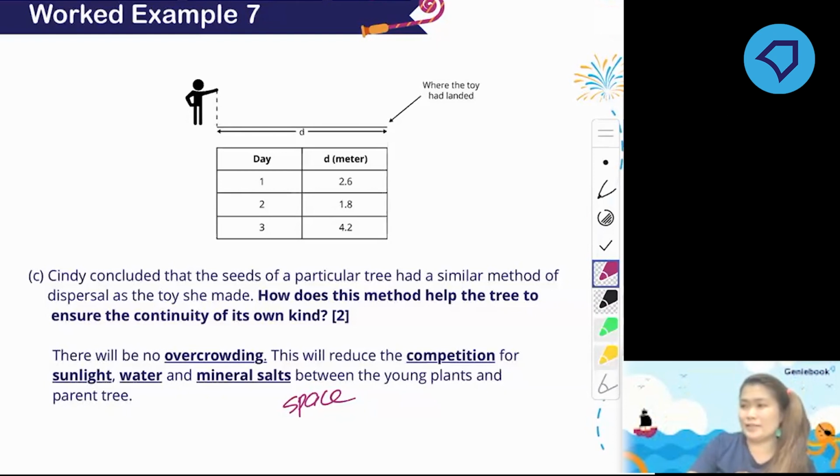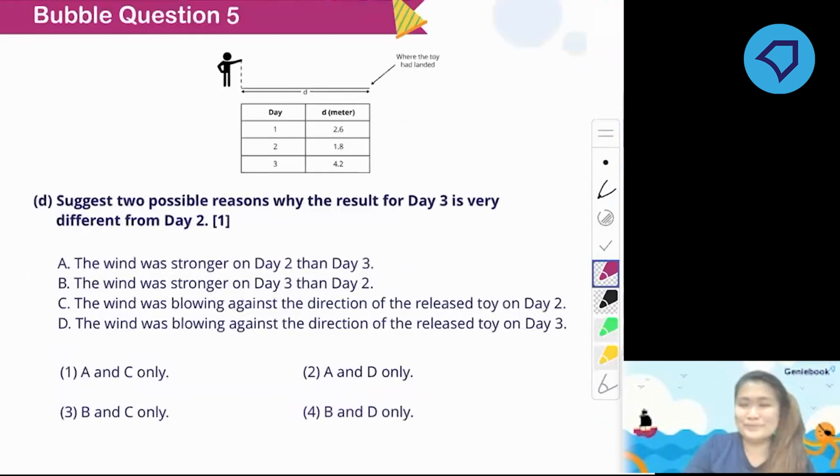Someone asked me, is this the last one? How you know? The slides on top. We have one more bubble. Yeah, one more bubble question. Let's go. You have 1 minute. So that's question 5, the last bubble question.